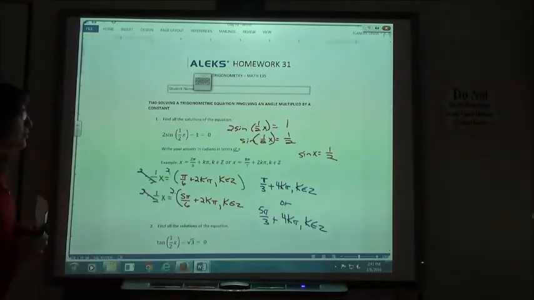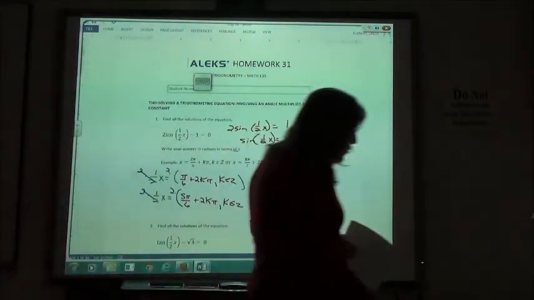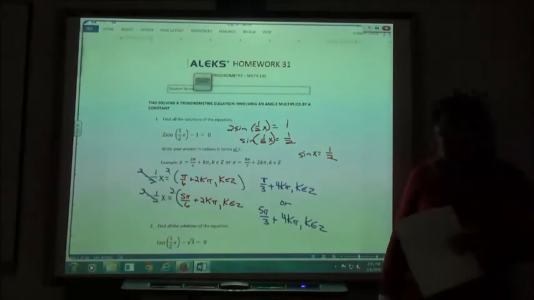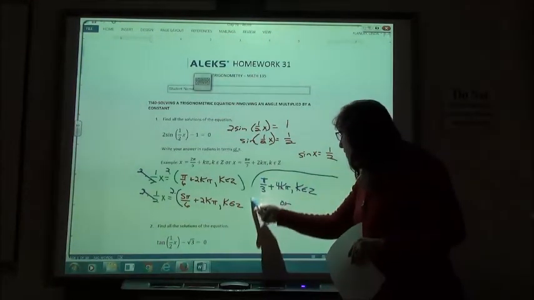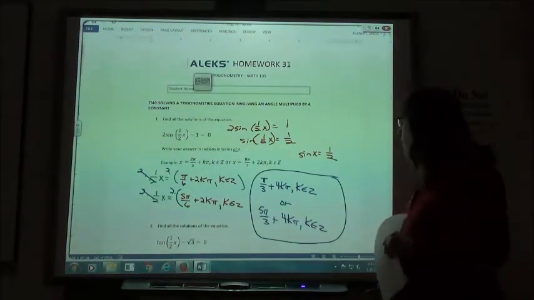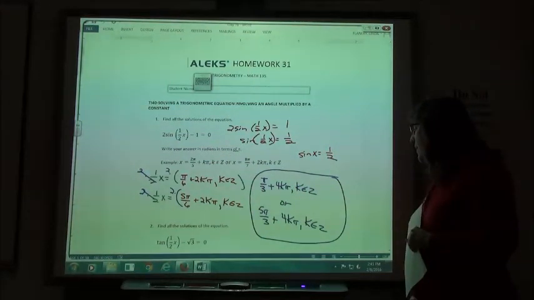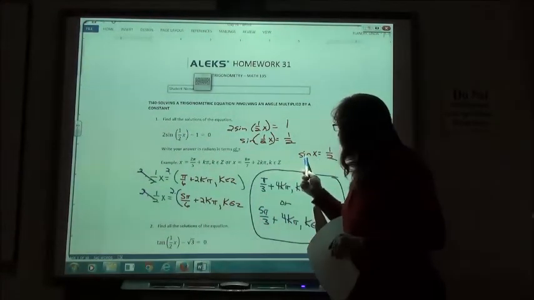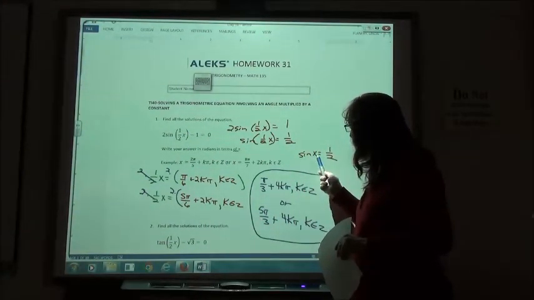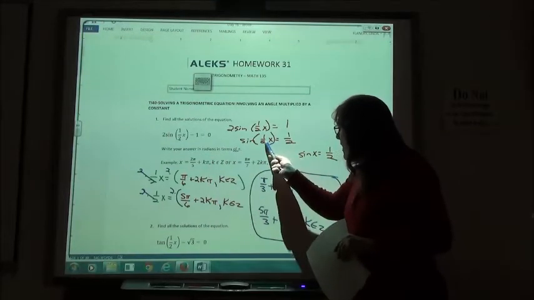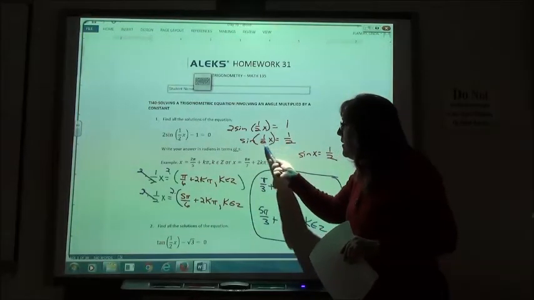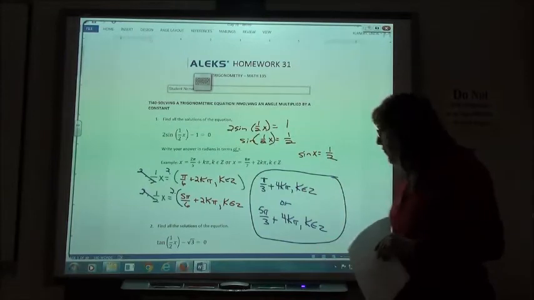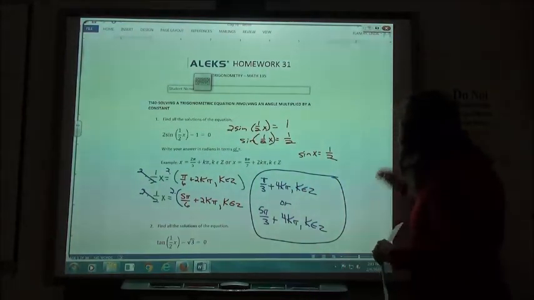So I'm going to have those two answers, pi/3 plus 4k pi with k being an element of z, or 5 pi/3 plus my 4k pi with k being an element of z. So solve it like you normally do. Find or put x in there. Once you get your answers, then you're going to replace the x with whatever's in the parentheses here and solve it from there. So if we look at number 2.